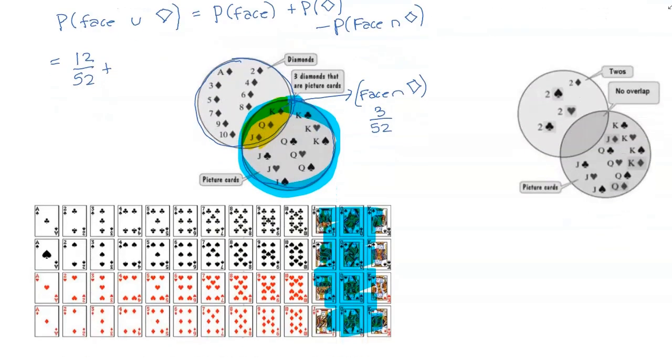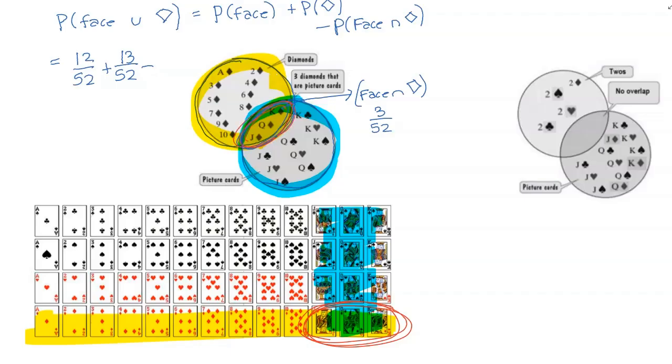We can come over here and count all the diamonds, or we can count all the diamonds in this circle, either one. So there's 13 diamonds. Then we need to subtract off the cards that are face cards and diamonds. If you're looking at just the deck of cards, that's going to be these 3 right here. They got highlighted blue and they also got highlighted yellow. So that's where the overlap is. Or you can look here on the Venn diagram and see where they overlap.